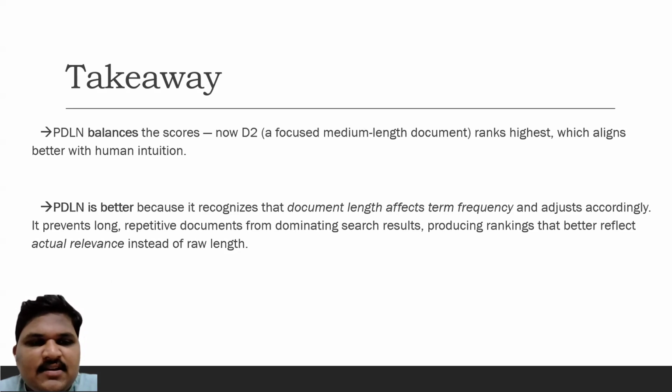So what are the takeaways here? Pivoted document length normalization balances the scores, which means now D2, a focused medium-length document, ranks highest, which aligns better with human intuition. So PDLN is better because it recognizes that document length affects term frequency and adjusts accordingly. It prevents long repetitive documents from dominating the results, producing rankings that better reflect actual relevance instead of raw length.